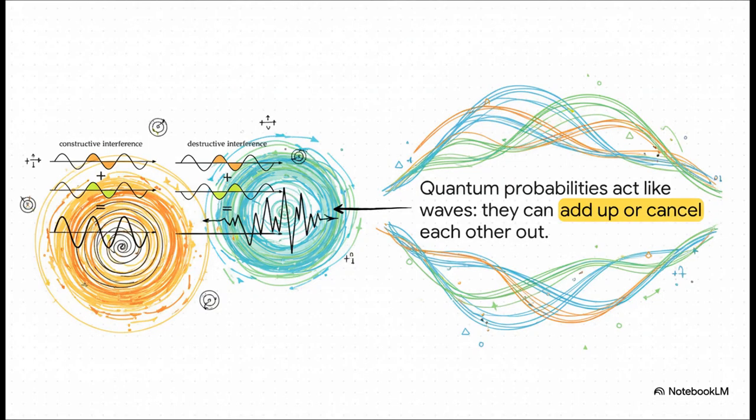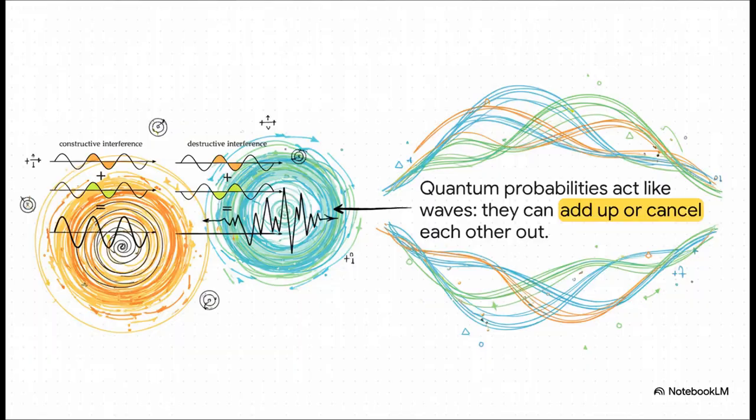Think about dropping 2 pebbles in a pond. Where the ripples meet and reinforce each other, you get a bigger wave, right? That's constructive interference. And where they meet and cancel each other out, the water becomes perfectly still. That's destructive interference. A quantum computer does basically the same thing with possibilities. It is programmed to amplify the waves of the correct answer, while all the waves of the wrong answers cancel each other out, leaving us with the solution.